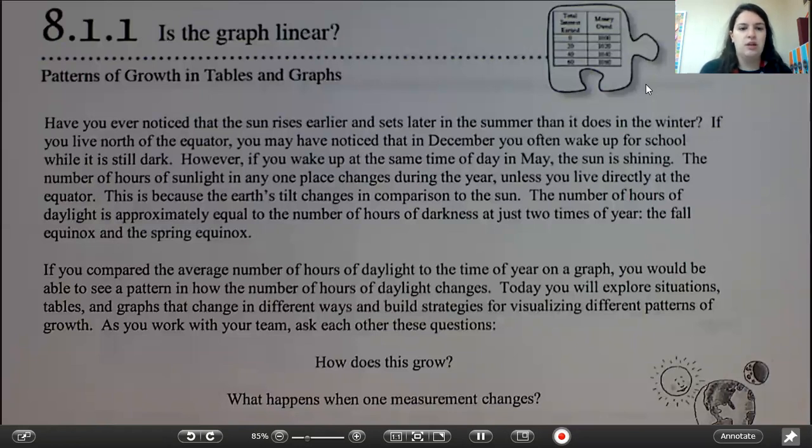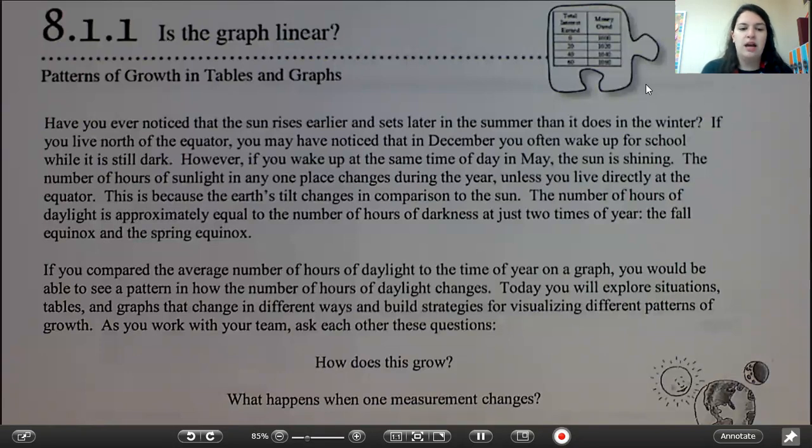Have you ever noticed that the sun rises earlier and sets later in the summer than it does in the winter? If you live north of the equator, you may have noticed that in December you often wake up for school while it is still dark. However, if you wake up at the same time of day in May, the sun is shining. The number of hours of sunlight in any one place changes during the year, unless you live directly at the equator. This is because the Earth's tilt changes in comparison to the sun. The number of hours of daylight is approximately equal to the number of hours of darkness at just two times of the year, the fall equinox and the spring equinox.